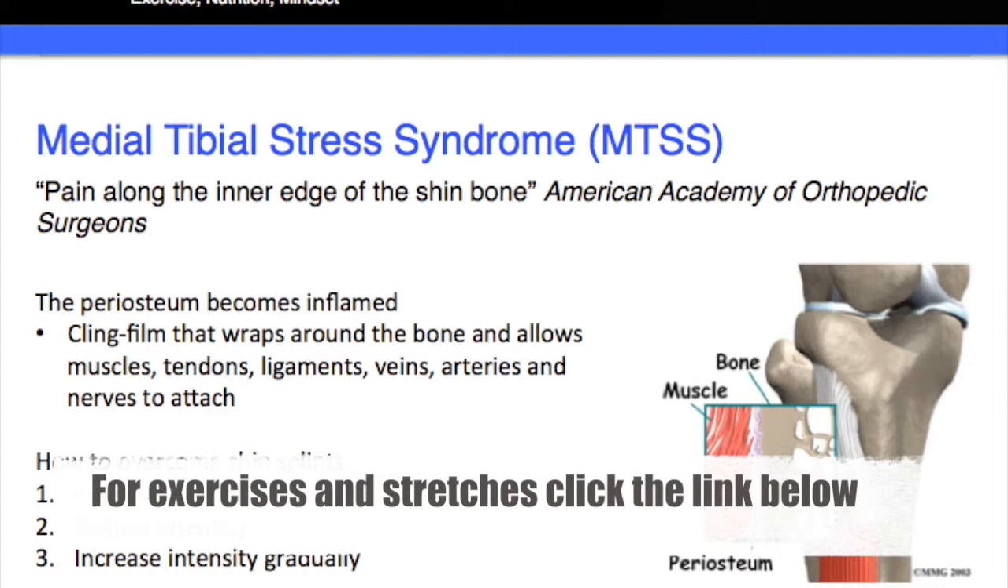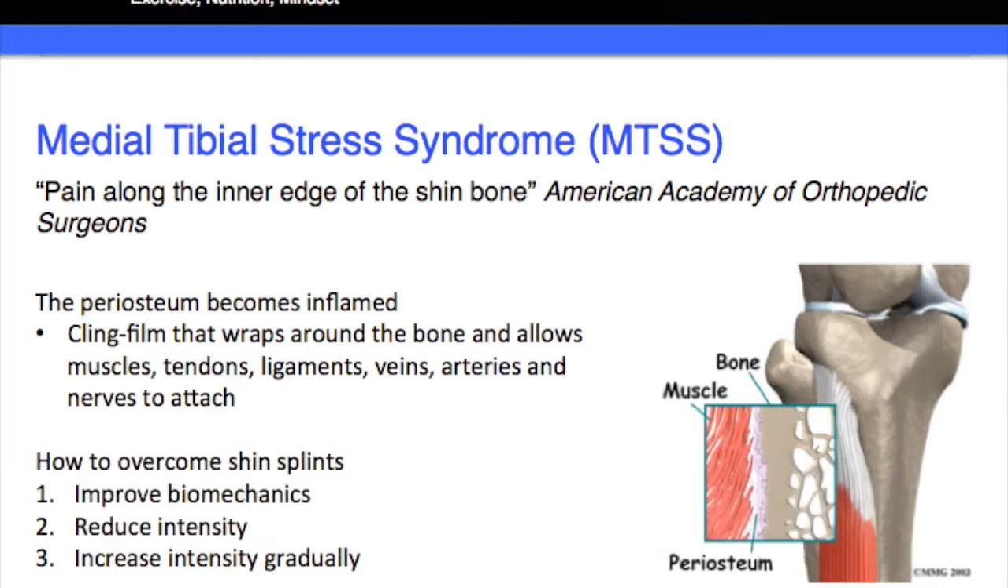So shin splints, as a general overview, is a condition of the lower leg. You've got the main big shin bone known as the tibia, and shin splints tends to congregate around that bone. When we look at the two different types of shin splints, we'll start to look at whereabouts it is, what it is, and how we can go about overcoming it.